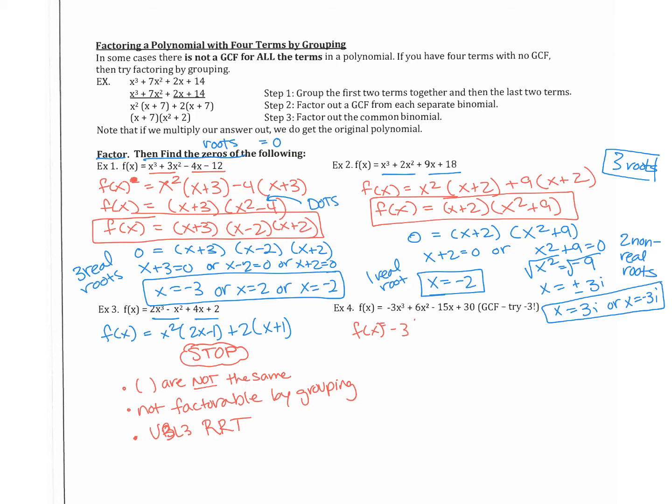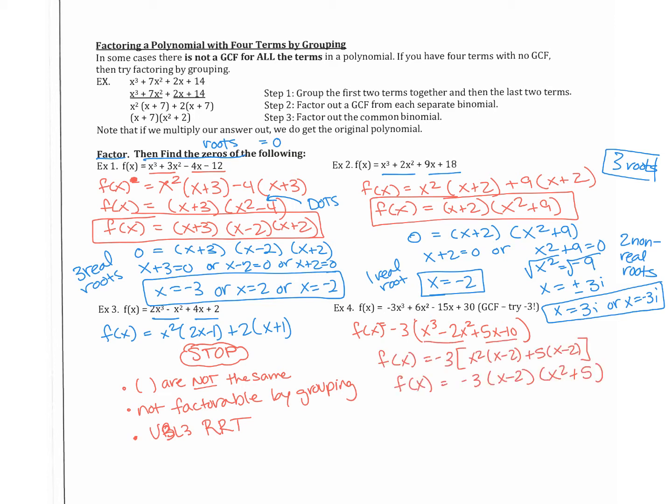And when I do that, I get a positive x cubed. Well, I love having a positive first term, hence why I factor out a negative 3. And I get a negative 2x squared, and I get a positive 5x, and I get a negative 10. So now I'd like you to pause the video and completely factor this, and then turn the video back on and see if you factored it okay.